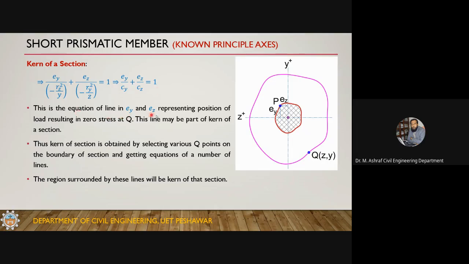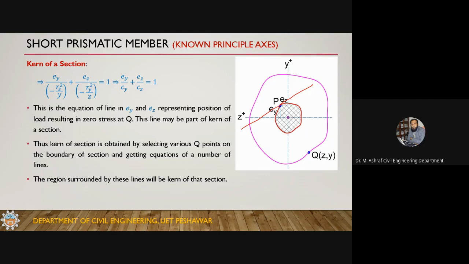This is the equation of the line representing the position of the load resulting in zero stress. This line may be part of the kern of a section. Let me draw that line. So let's suppose this is that line, and this point is on this line.